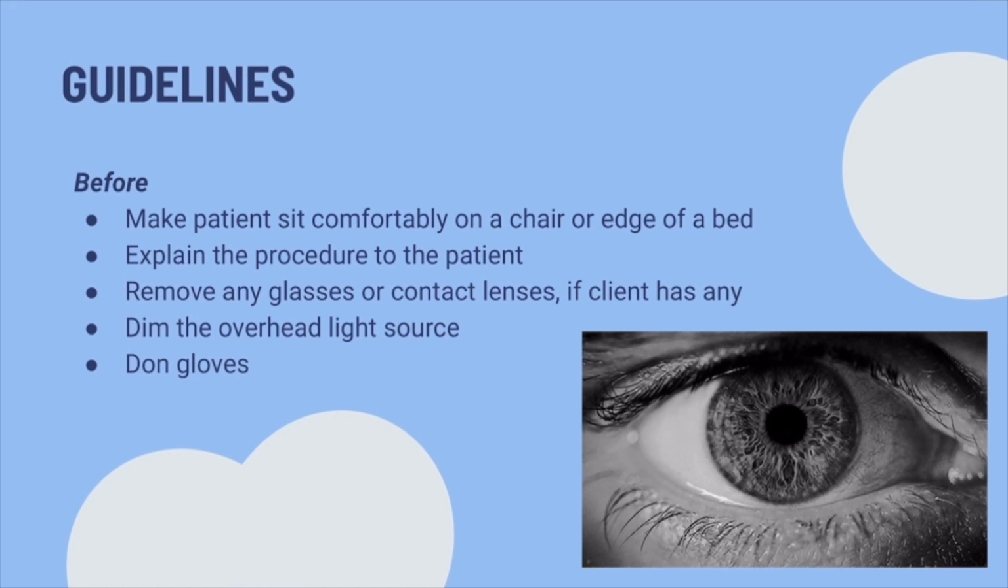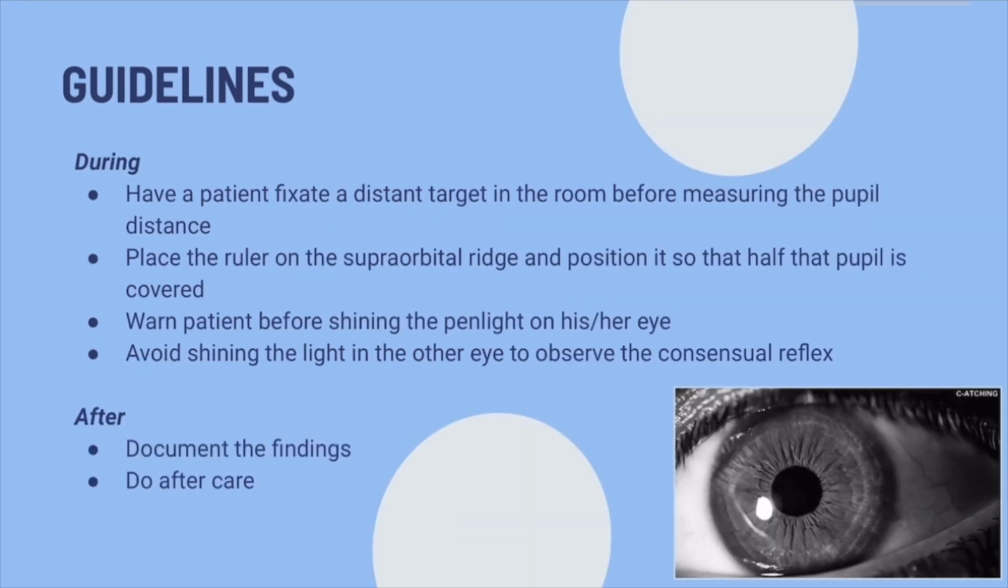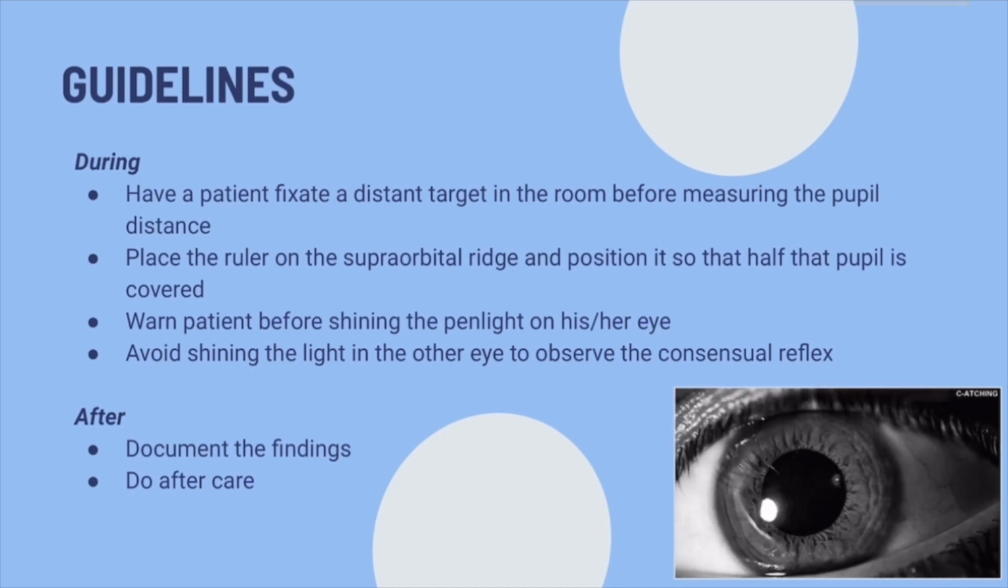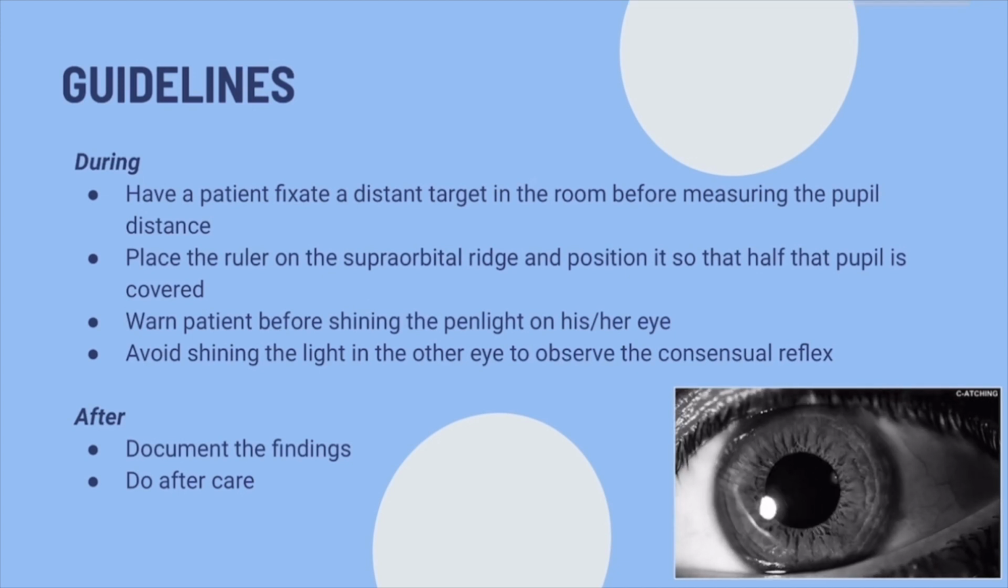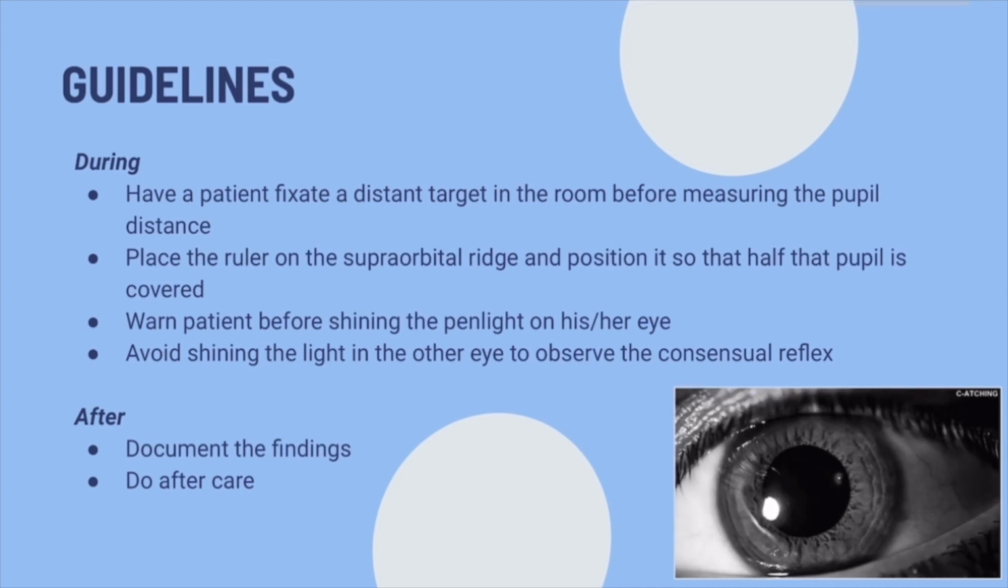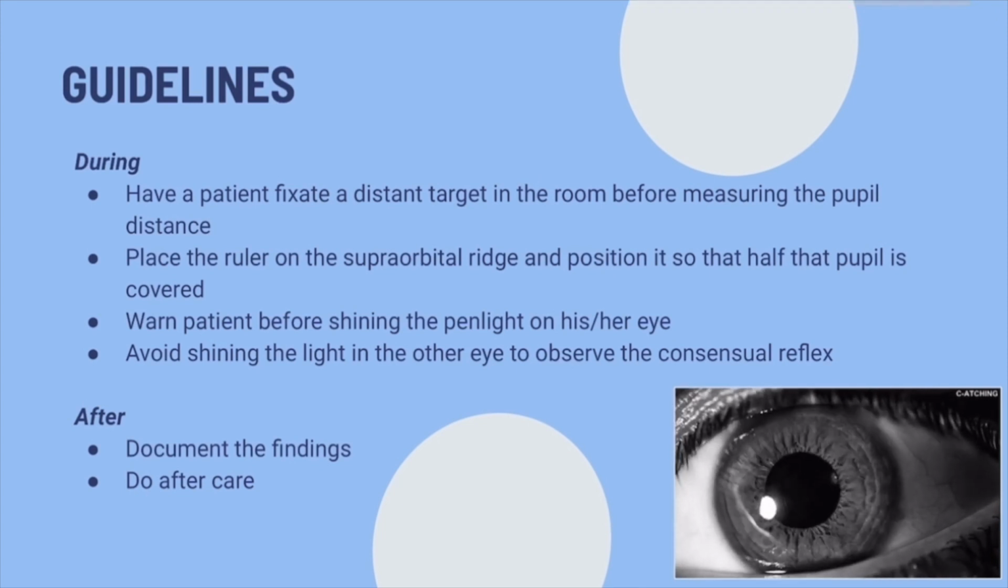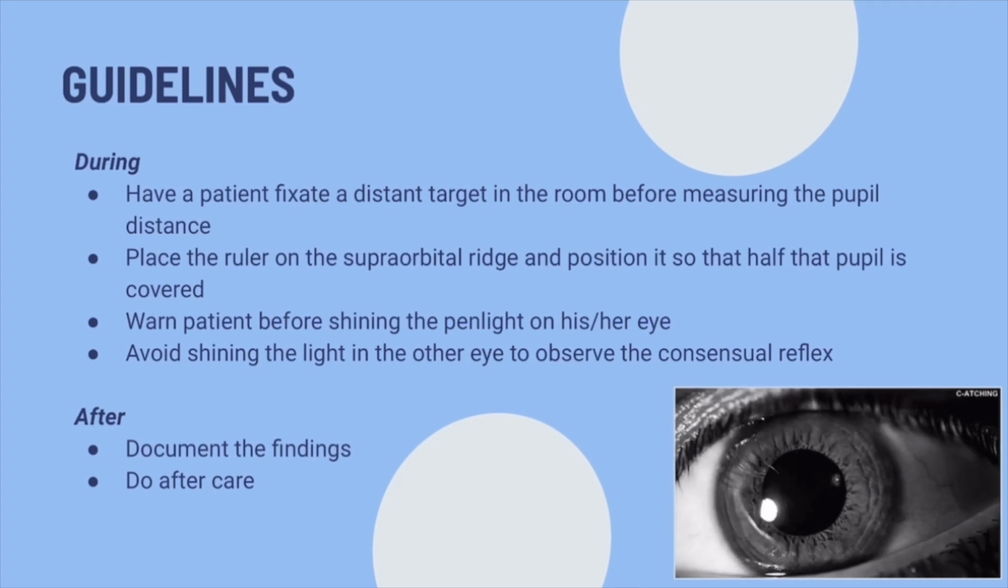During: have the patient fixate on a distant target in the room before measuring the pupil distance. Place the ruler on the supraorbital ridge and position it so that half the pupil is covered. Warn the patient before shining the penlight on his or her eye. Avoid shining the light in the other eye to observe the consensual reflex. After: document the findings and do aftercare.